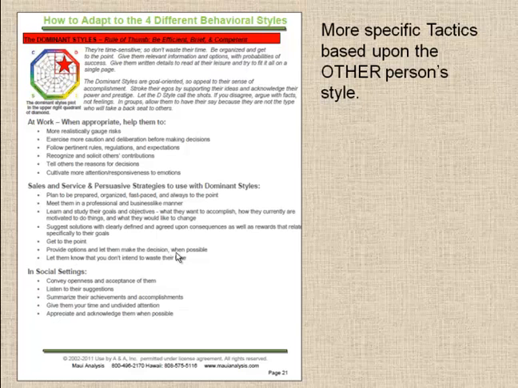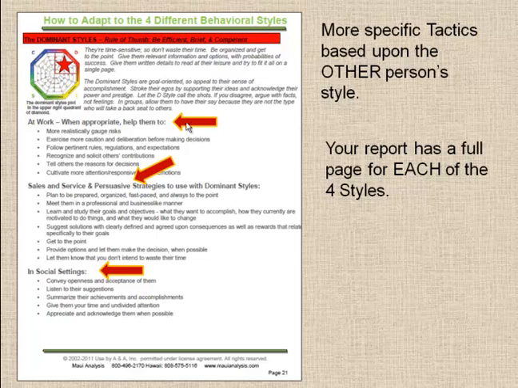And then we give you this piece. Once you identify that, well, I believe my boss is a high D person, he certainly acts like this, this gives you some specific strategies that you can use to work more effectively with this person. How you can help them at work. If you want to persuade them, these are strategies. And in a social setting, how you can react to them in the most effective way. This will serve you so well, and it's available for all 4 styles.